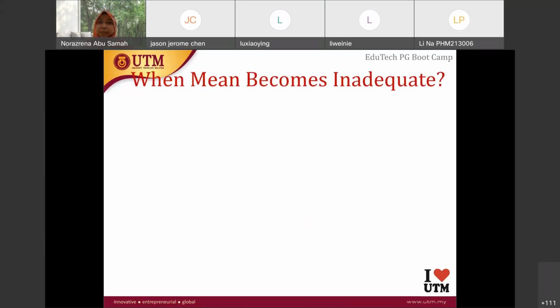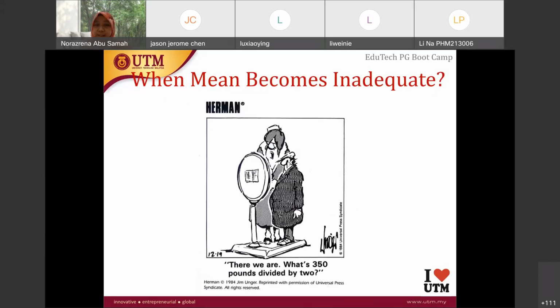When the mean becomes inadequate: you have one bigger and one smaller value, and then you weigh both together and divide by two. So it is very inadequate. Please bear that in mind.